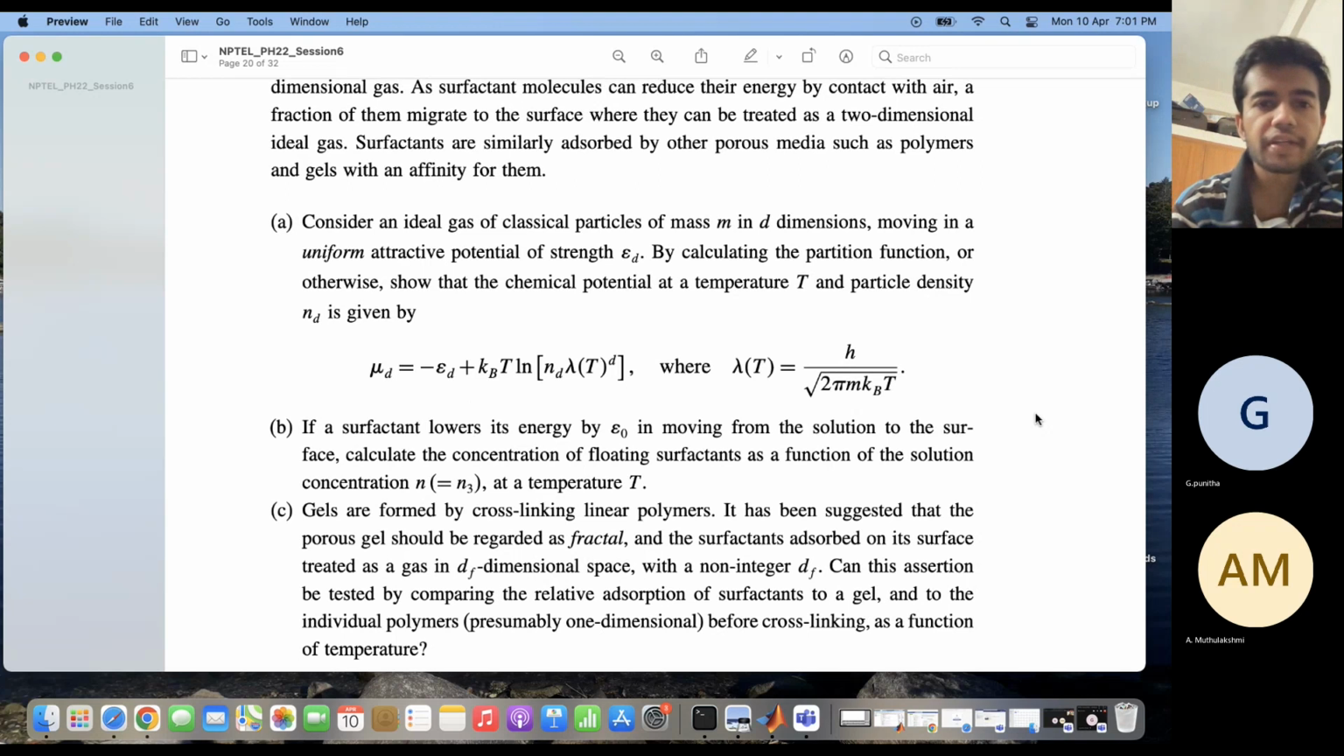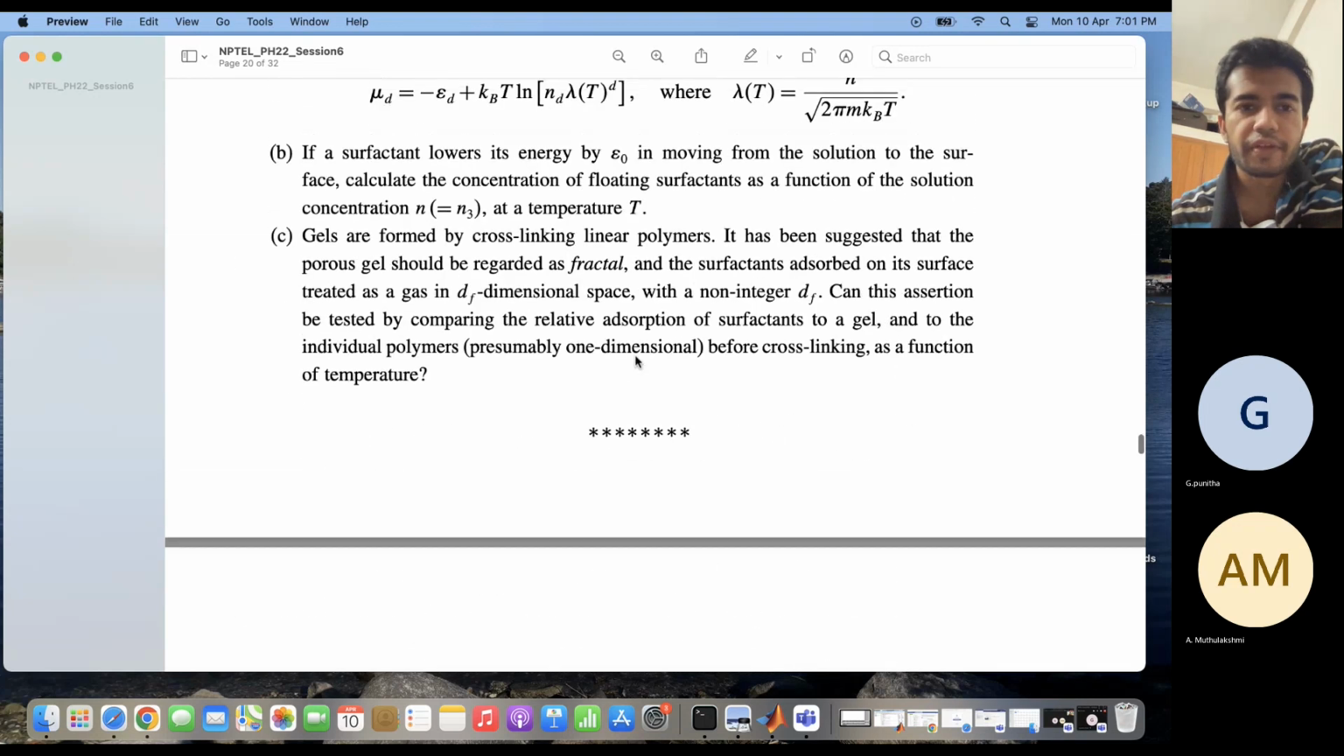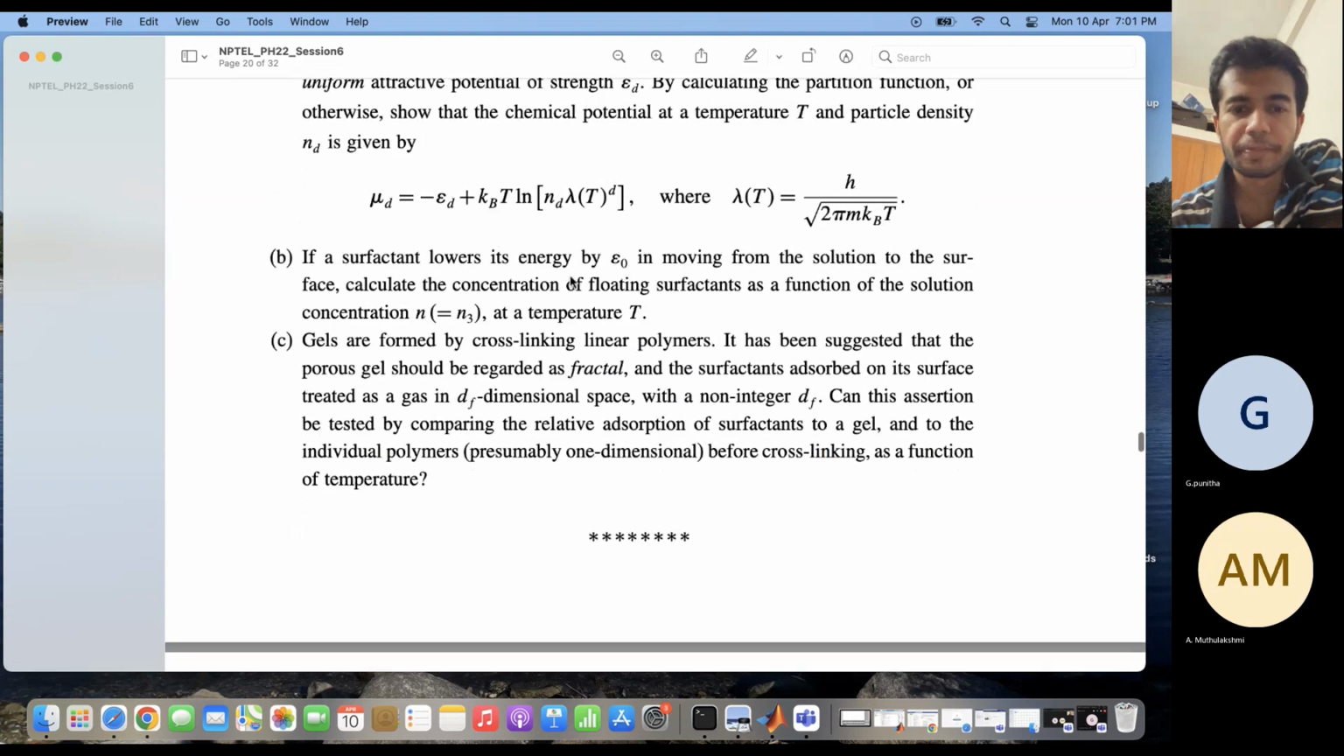So considering the surfactants to be an ideal gas of classical particles of mass m in d dimensions moving in a uniform attractive potential of strength epsilon_d, by calculating the partition function or otherwise, show that the chemical potential at temperature T and particle density N_d is given by this expression. Okay, so we basically consider the surfactant molecules to have mass m in d dimensions, and all of them have a uniform attractive potential of strength epsilon_d.